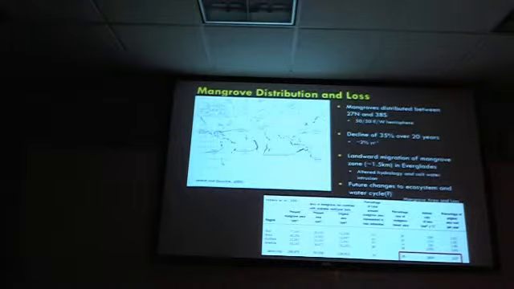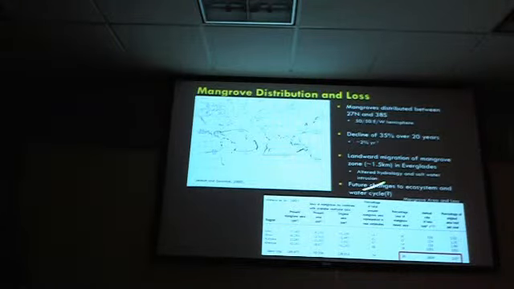Just to give you a little background on the loss of mangroves, we've had a decline of about 35% over the past 20 years. This is worldwide. This comes out to about 2% per year loss of mangroves. I'll direct you to this table down here. Again, this is about 35% over the past 20 years, coming up to about 2% annually.